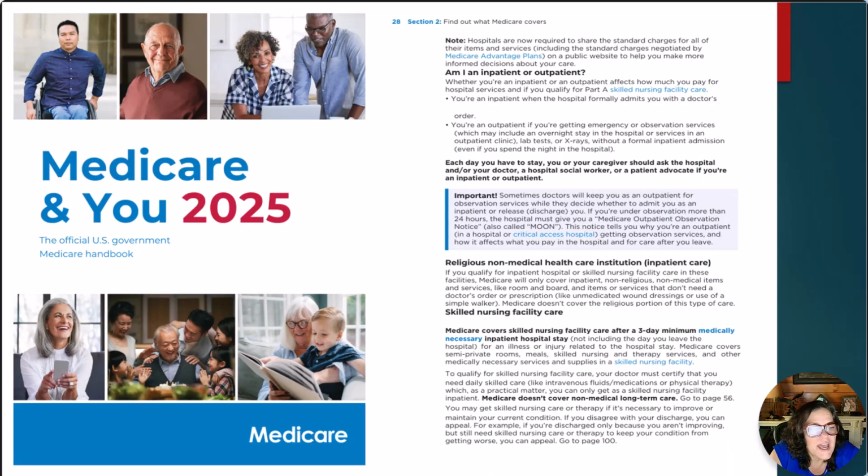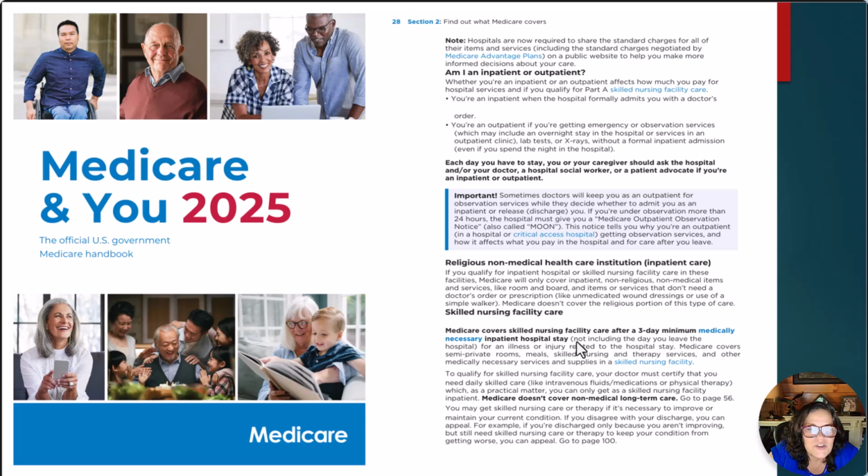This is the Medicare and You book. I just want to point it out. This is the 2025 version, but it is right in here in the book. If you read at the top, it says hospitals are now required to share the standard charges for all items. We go into the sometimes doctors will keep you as an outpatient for observation services when they admit you. We have skilled nursing right here. This is what I wanted to talk about on this slide.